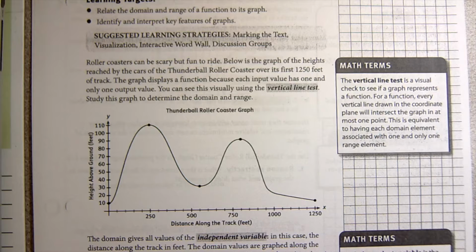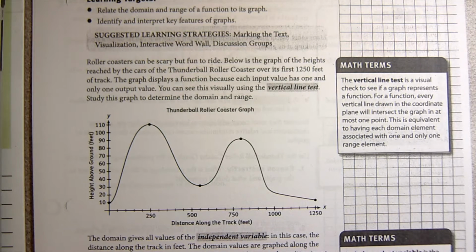Roller coasters can be scary, but fun to ride. Below is the graph of heights reached by cars of the Thunderball roller coaster. Over its first 1,250 feet of track, the graph displays a function because each input value has one and only one output value. You can see this visually using the vertical line test. Study this graph to determine the domain.